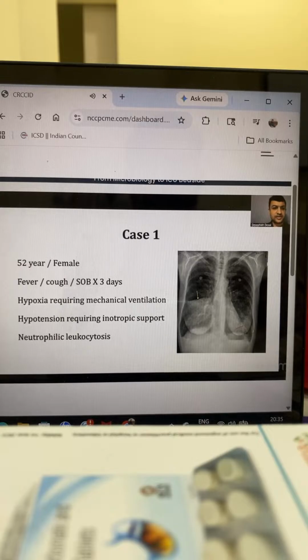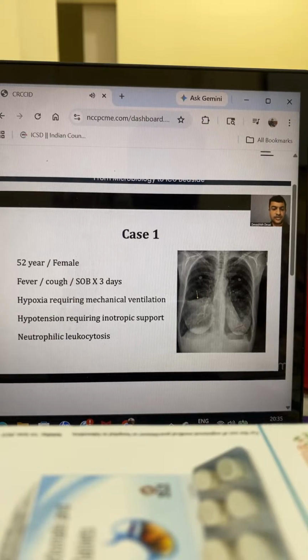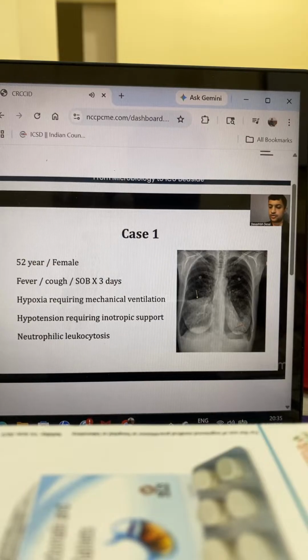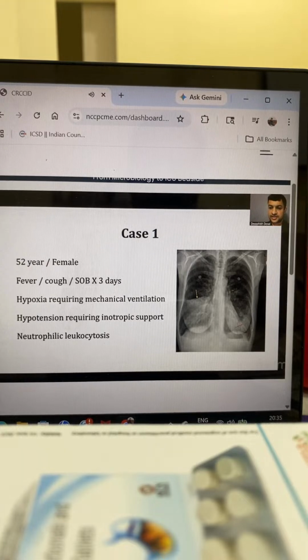So let's look at the first case. We have a 53-year-old female. She has a history of fever, cough, shortness of breath for 3 days. She is hypoxic. She is requiring mechanical ventilation. She is hypotensive. She is requiring inotropic support, and she has neutrophilic leukocytosis on her CBC. And this is her chest X-ray. You can see a patch on the right side, right lower zone.